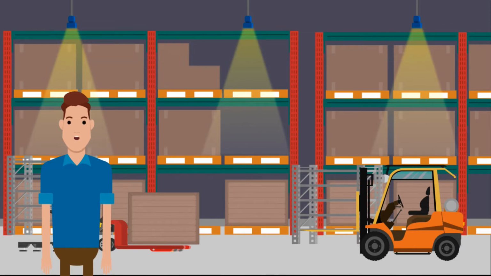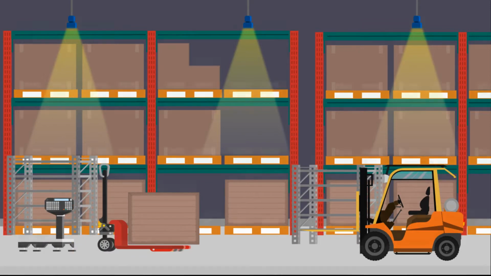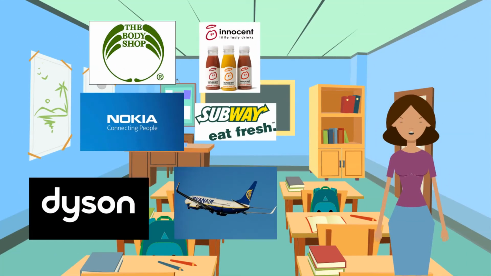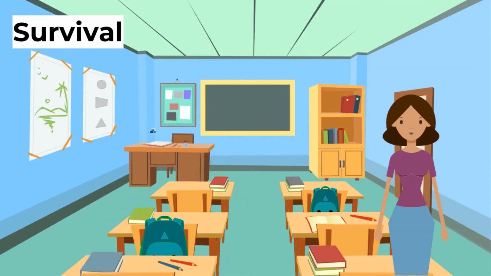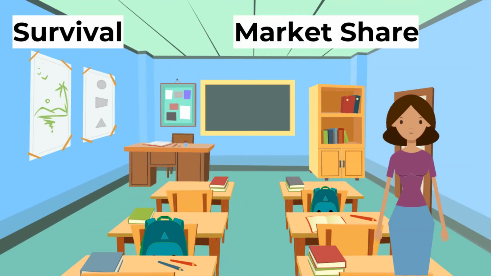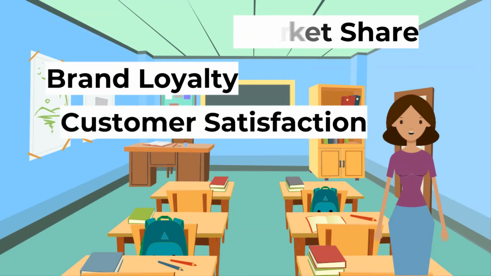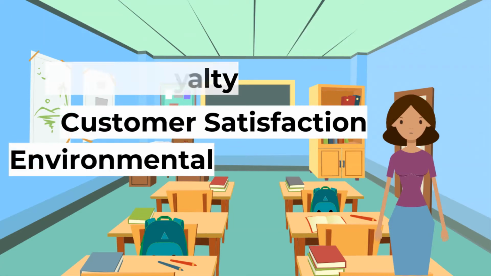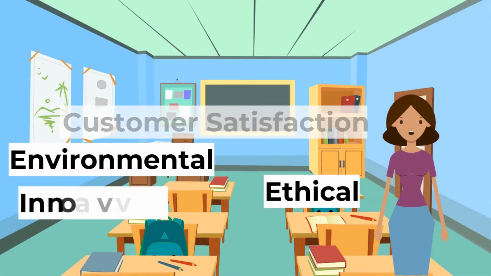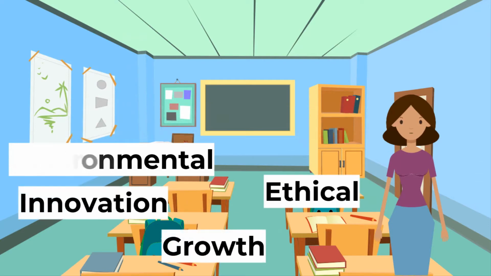But, do businesses only want to make a profit? What other types of objectives might a business have? What objectives might these businesses have other than profit maximization? Examples of other business objectives are survival, increasing market share, increasing brand loyalty, improving customer satisfaction, environmental objectives, ethical objectives, innovation, and finally growth.